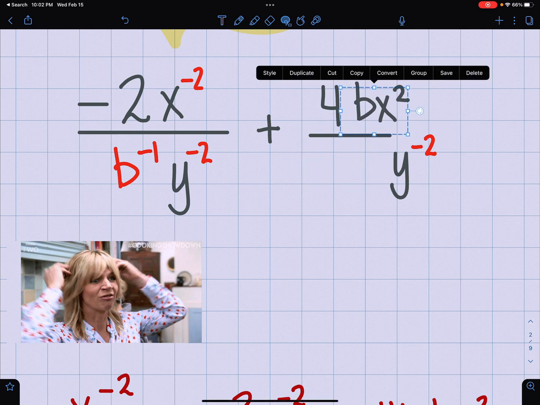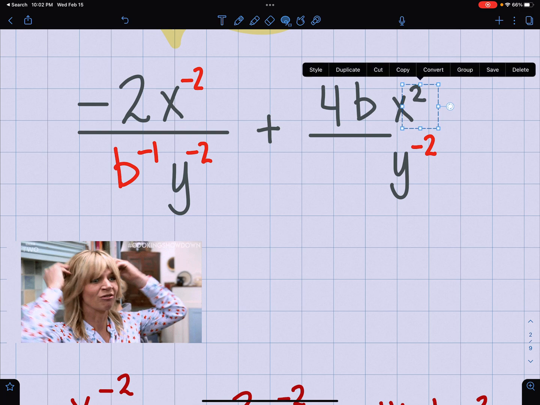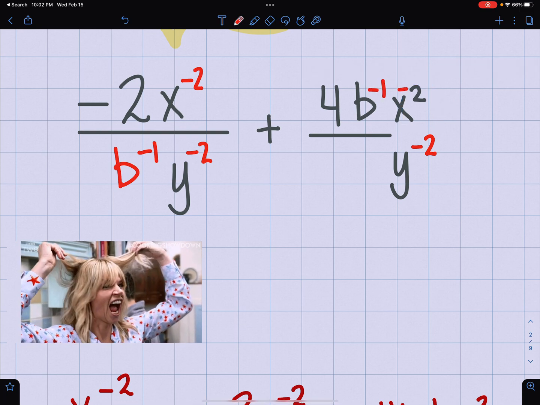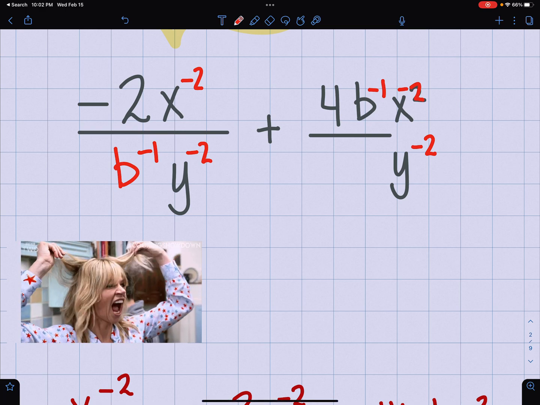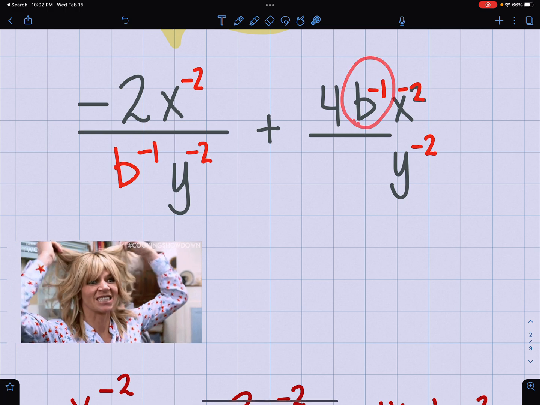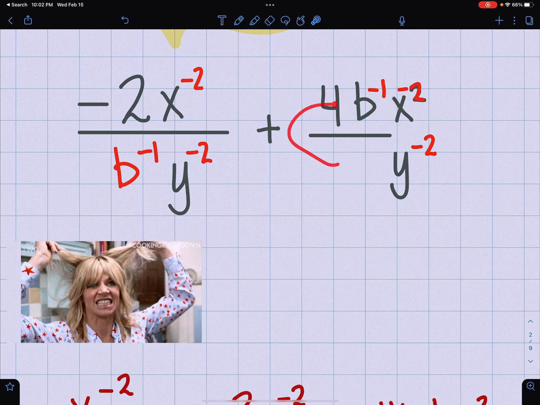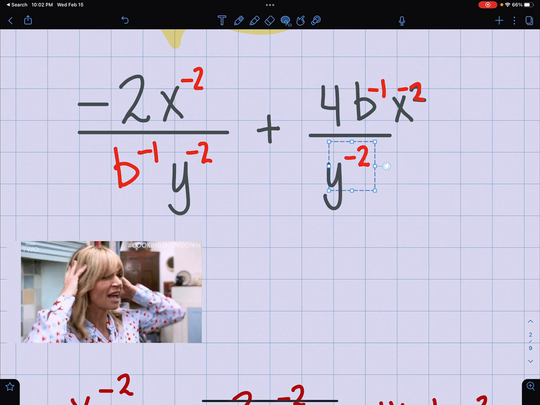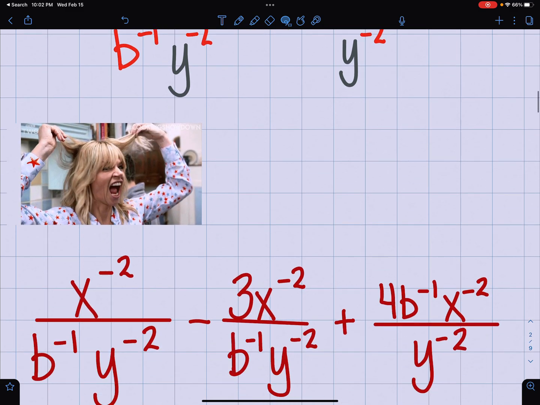I'll move it up. But if you do it in one step like that, you have to remember to change the sign on every exponent. And that b does have an exponent, right? When it was down here, it was b to the 1. We move it up, it's b to the negative 1. So this is how the problem would look if you just change all the exponents to negative.